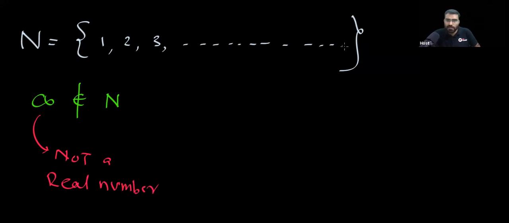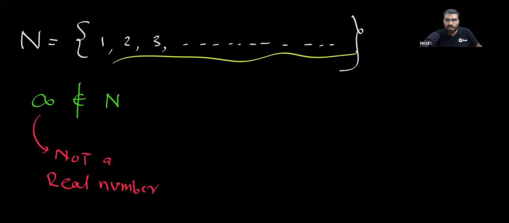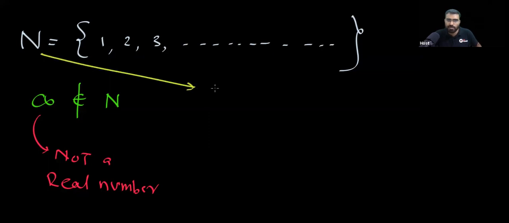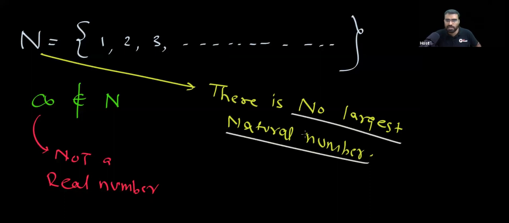So what this actually means, if I write like this, is that there is no largest natural number. Yes or no? This simply means there is no largest natural number. When I write like this, it simply means this sequence will never end. Similarly, this sequence will never end means there is no largest natural number. Very simple point. Okay, so I hope you understood.